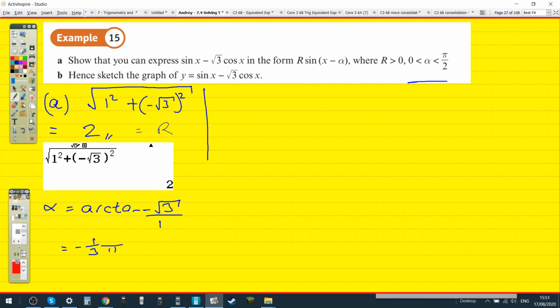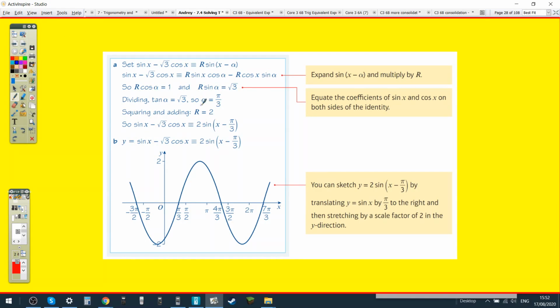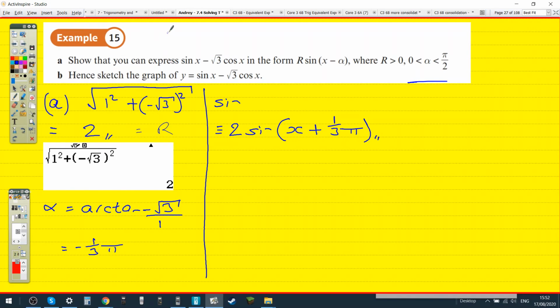And so, what is another way of writing sin x minus root 3 cos x? 2 sine x plus a third pi. A third pi, let me just check that one. Minus a third pi. Alpha is pi over 3. I know why. It's because of the minus in between. It's just arctan b over a.